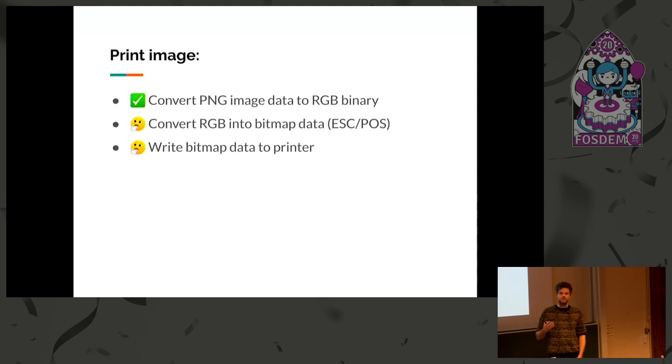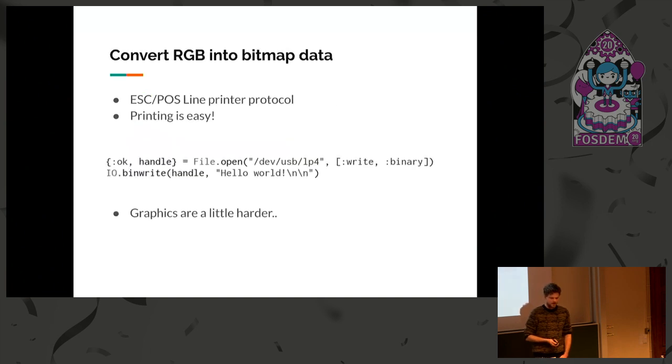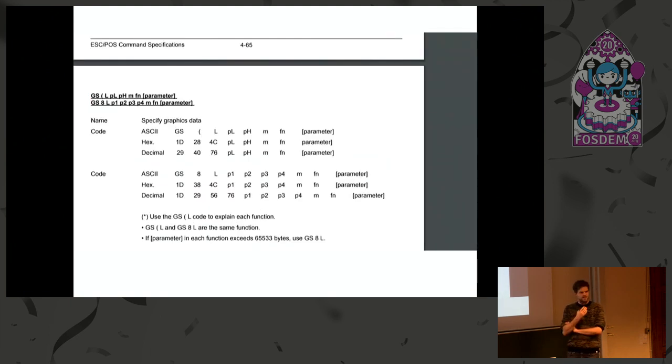So we need to convert this raw data into bitmap data, and then write the bitmap data to the printer. And printing is actually pretty easy, because on Linux, if you just plug in a device, you get this LP device, and you can just write something to it, and it will print it out, because it's how a line printer works. You just write characters to the device. But if you want to do graphics, like proper graphics, you have to actually read a spec like this.